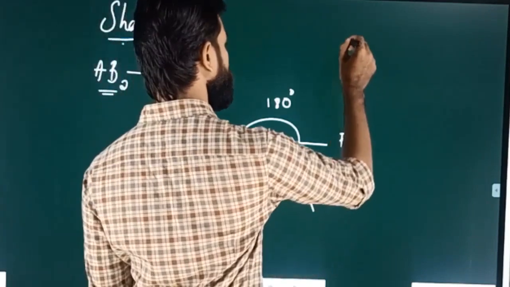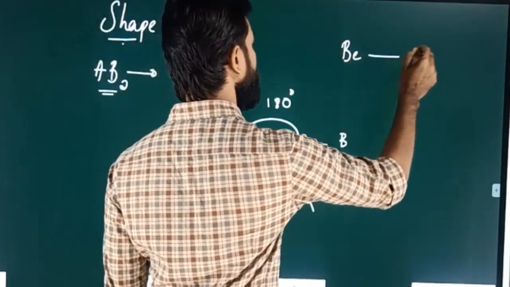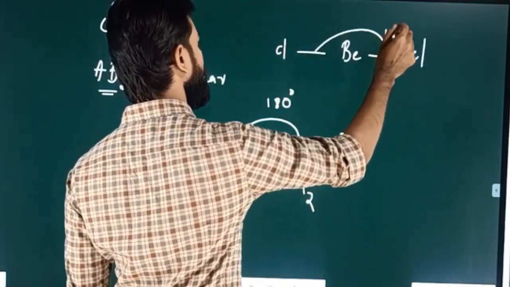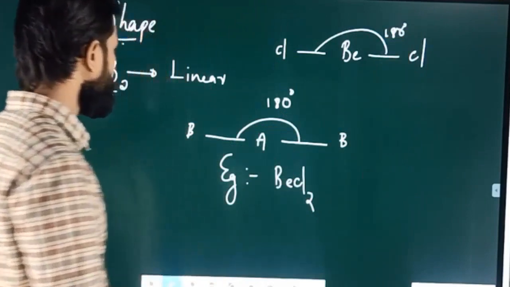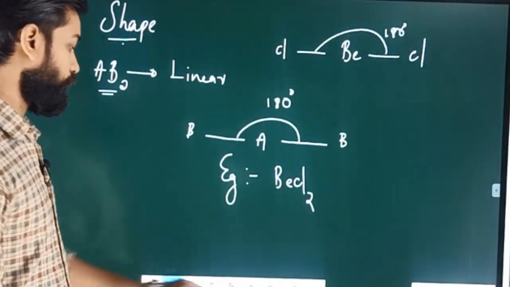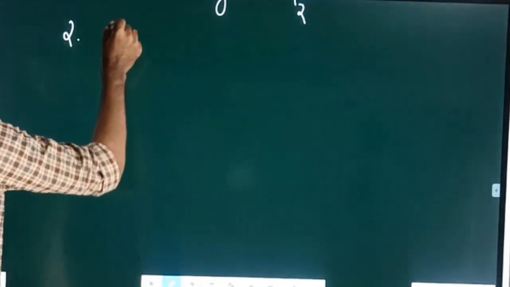So what about the shape of BeCl2? BeCl2, the shape will be like this, and here will be a 180 degree angle. So this is the first geometry, linear. Moving to the next shape, number 2, that is AB3.